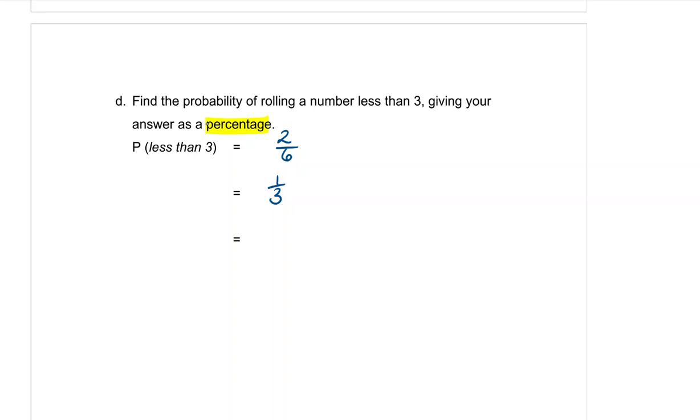Does anyone know how to turn a fraction into a percentage? Hands up if you think you know. Yes, perfect. Percentages are always out of 100. So if you want to turn a fraction into a percentage, you want to multiply it by 100.